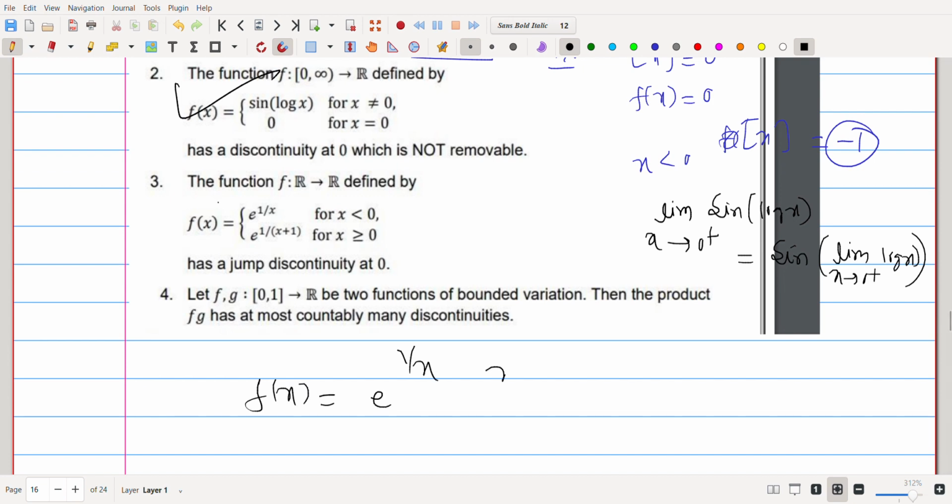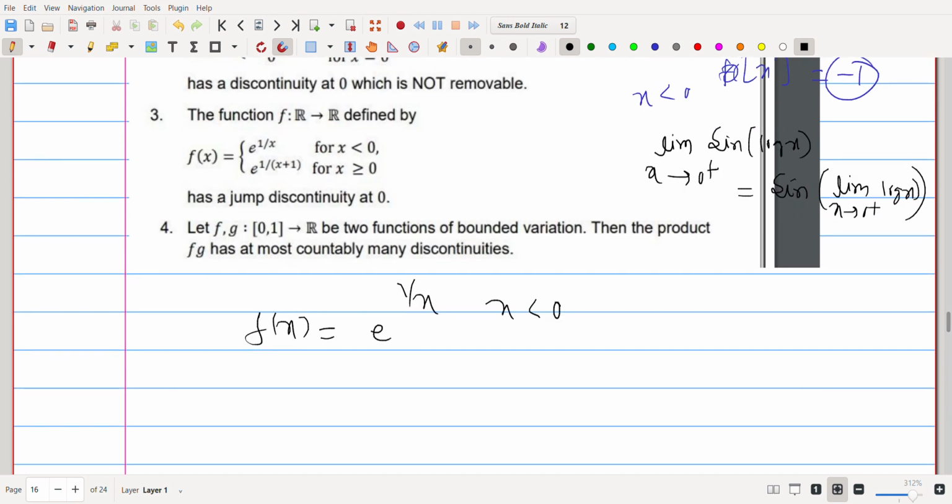Okay, so see f(x) equal to e power 1 by x when x is less than 0. So if the limit as x tends to 0 minus of f(x) equals the limit as x tends to 0 minus of e power 1 by x.